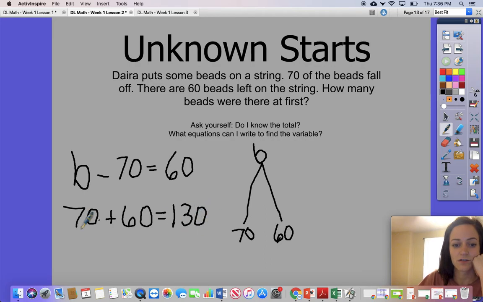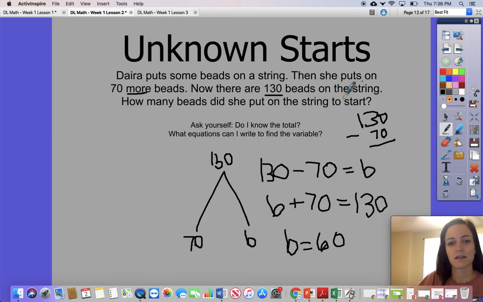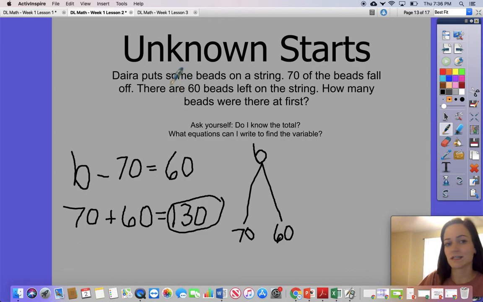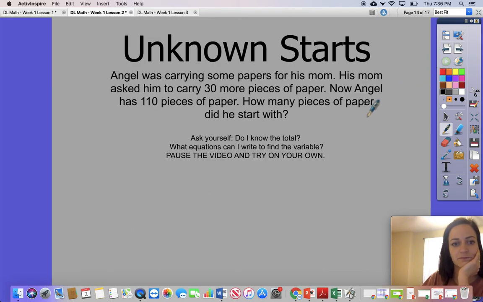Okay? You could also think of it as 7 tens plus 6 tens. 7 plus 6 is 13, but it's 13 tens, so I add the 0 on it. 130 beads. So the difference between this problem and the last problem is we did know our total, right? She got 70 more beads and then we knew our total. This one, we didn't know our total, so we had to add together to find the total. Okay, let's look at another one.